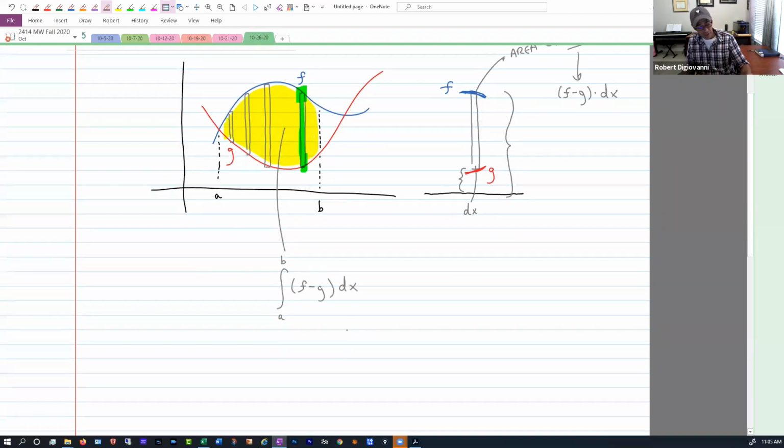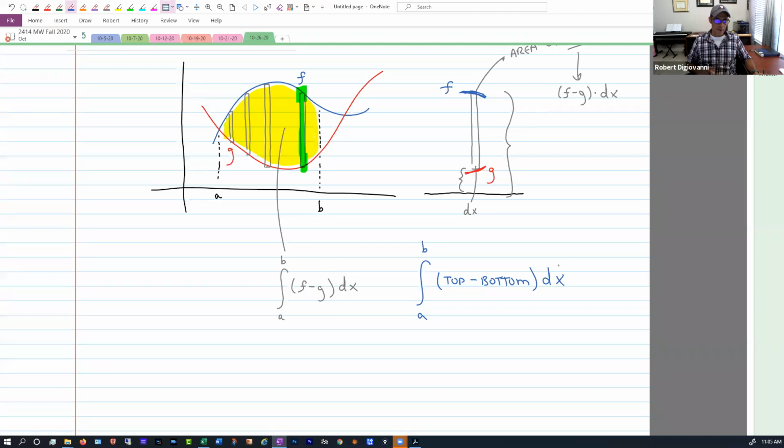Now, you'll see me say this instead. I like this formula better, actually. Top minus bottom dx. I like that more because it doesn't matter what you call the function on top. It could be f or g or h or any function. Just it's the one on top minus the one on the bottom, always. And then the width is always going to be your dx. We clear?